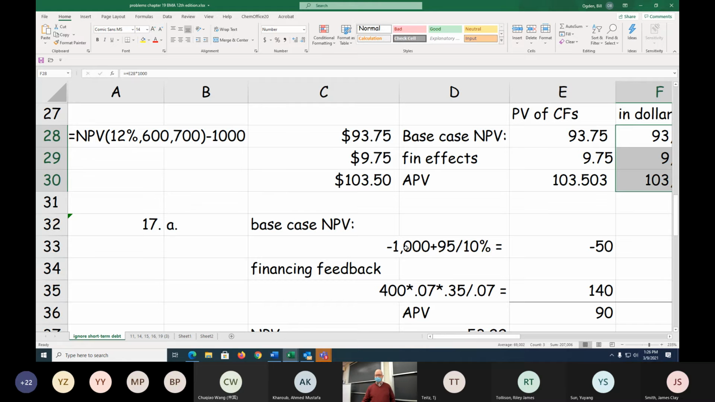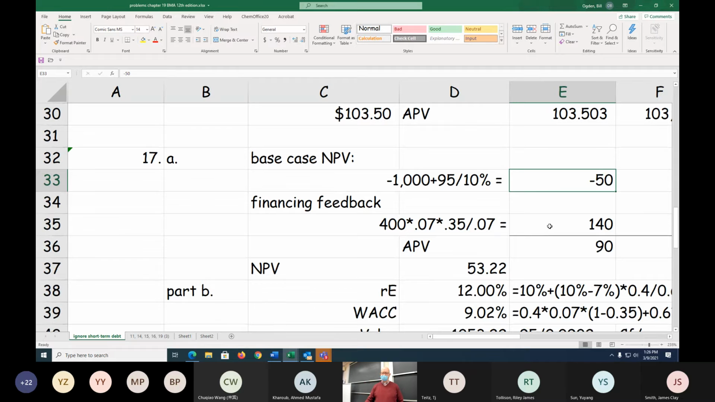So it's a negative million. I again, doing it in thousands. So negative 1,000 plus 95 divided by 10%. That's 950. So this one is not fundable if all equity financed, is it? First one we've had that actually fails the test. Not fundable with all equity financing.